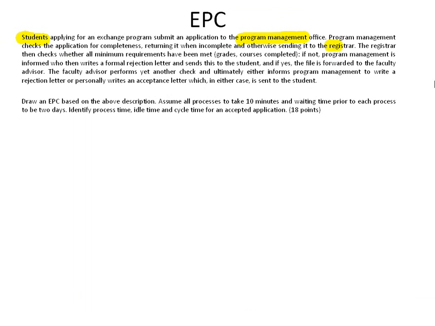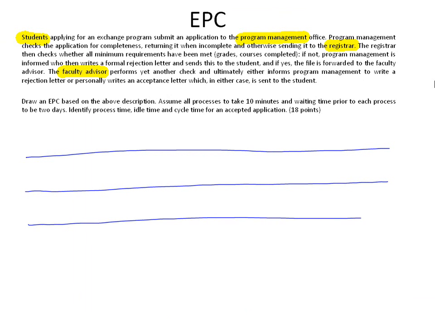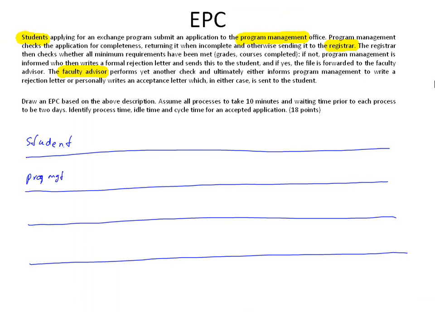If you continue, the registrar. And finally, the faculty advisor. So what we do is we start by drawing the swim lane chart for each of those actors. We make a lane, starting with most important. Well, it's not necessary, but student there, program management, registrar, and faculty advisor.